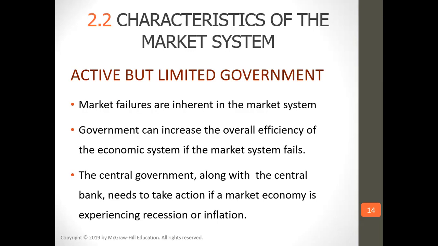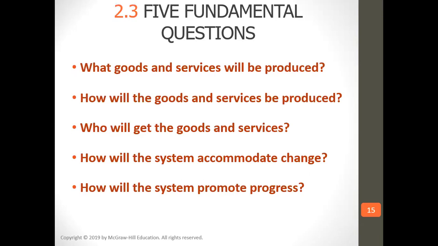So yeah, there needs to be some sort of government intervention, and also for indoor dining. You need to give money to restaurants to survive, because they shut down indoor dining. The government needs to intervene to save these companies. So government intervention is very important, especially during the pandemic, because of the shutdowns. So the five fundamental questions are: what goods and services will be produced? How will the goods and services be produced?